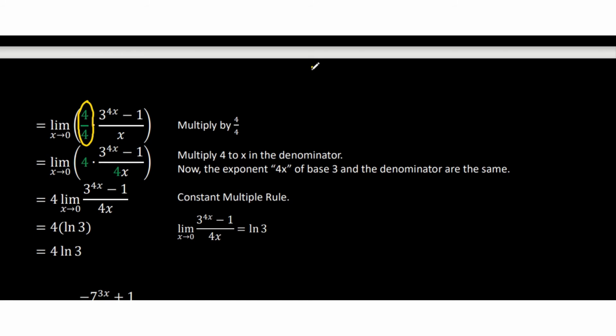Bakit ka mag-multiply ng 4 over 4? Kasi isa lang naman siyang equal sa 1, so wala siyang epekto. Ang 4 na ito sa denominator ay i-share mo sa denominator para magaya niya ito. Okay? Kasi 4x yung exponent ni 3, 4x din dapat ang denominator. So, itong 4 will become excess, so ilabas mo na siya, kaya ito nakalabas in a constant rule.